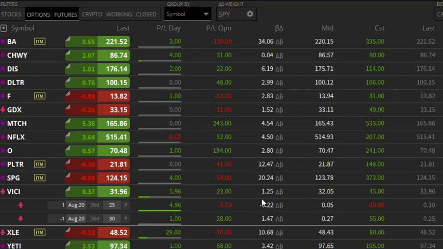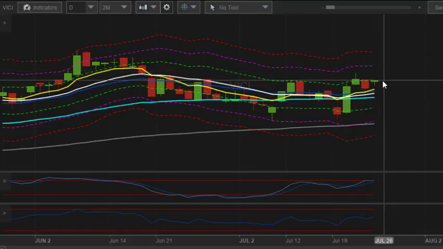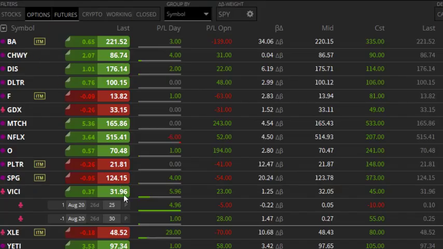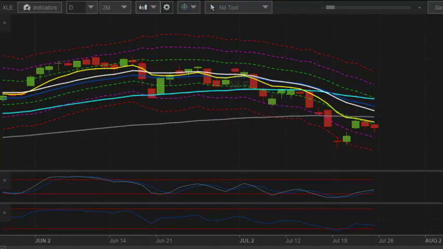Vici rallied, couple of bucks profit. Might look to roll this out in time to collect a little bit more profit. And looking at the charts, that's not a terrible time. Maybe if it moved down slightly, but it's not a very volatile stock, which is part of why it's in my IRA account.